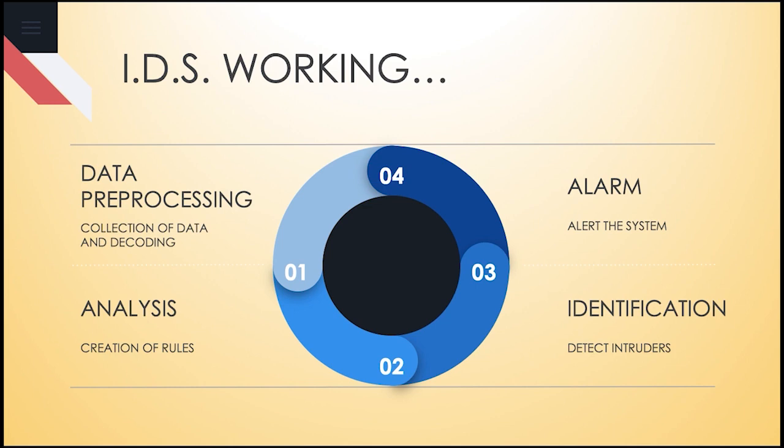Moving on, let us see how an IDS actually works. As you can see, the first stage is data pre-processing. In data pre-processing, we perform normalization.